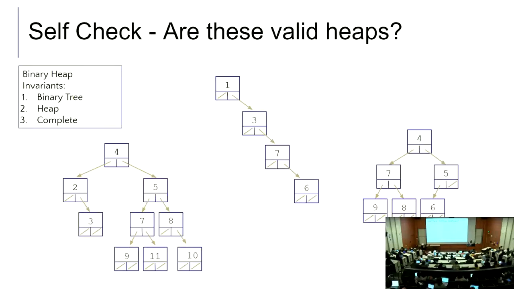Does this satisfy the completeness invariant? I see head shaking generally. Does this complete every level and fill from left to right? No. We also have a gap at that 2. We have a gap on those 3s. So this is not a heap.